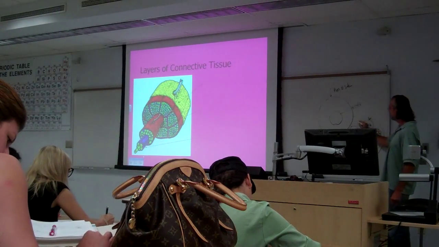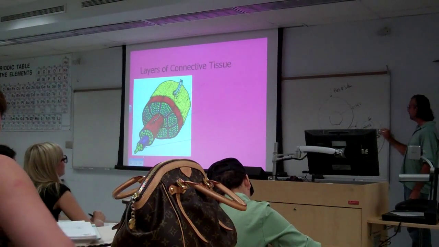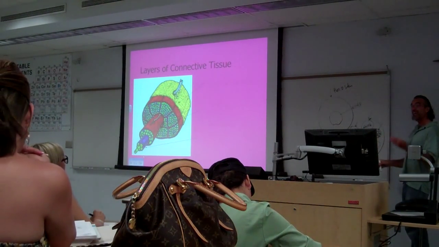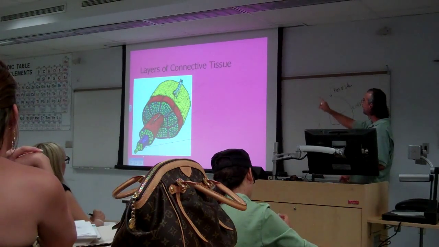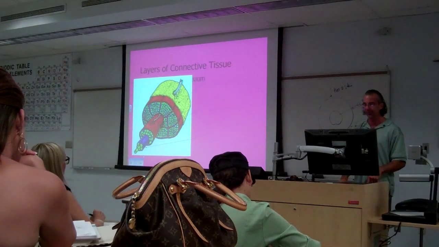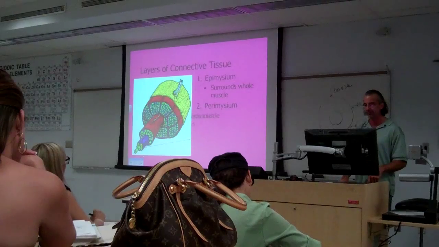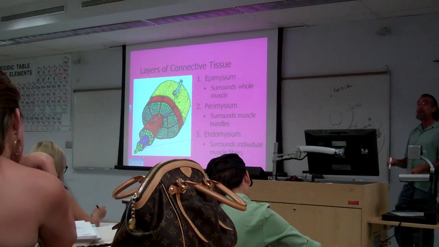I also have one that covers the fascicles and another one that covers the individual muscle cells. So I actually have 3 layers of this connective tissue that holds it all together. So I have like the yellow, the red, and the blue. So here are the names for all those things coming up here. Okay, so epimysium.